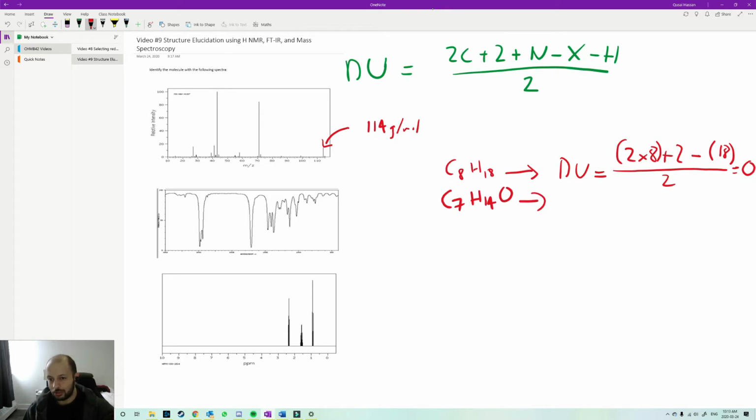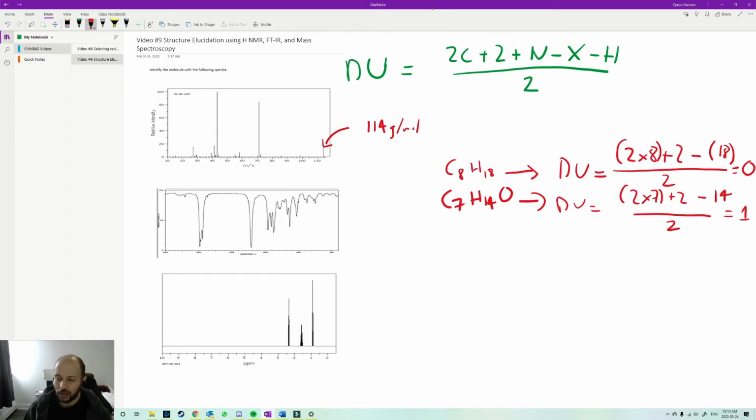Now what about this molecular formula? Well, if I do it here, that would be 2 times 7 plus 2 minus 14, all over 2, because oxygen really doesn't play a role when you're calculating degrees of unsaturation. That actually gives you 1, right? Because 14 plus 2 is 16, 16 minus 14 is 2, 2 divided by 2 is 1.